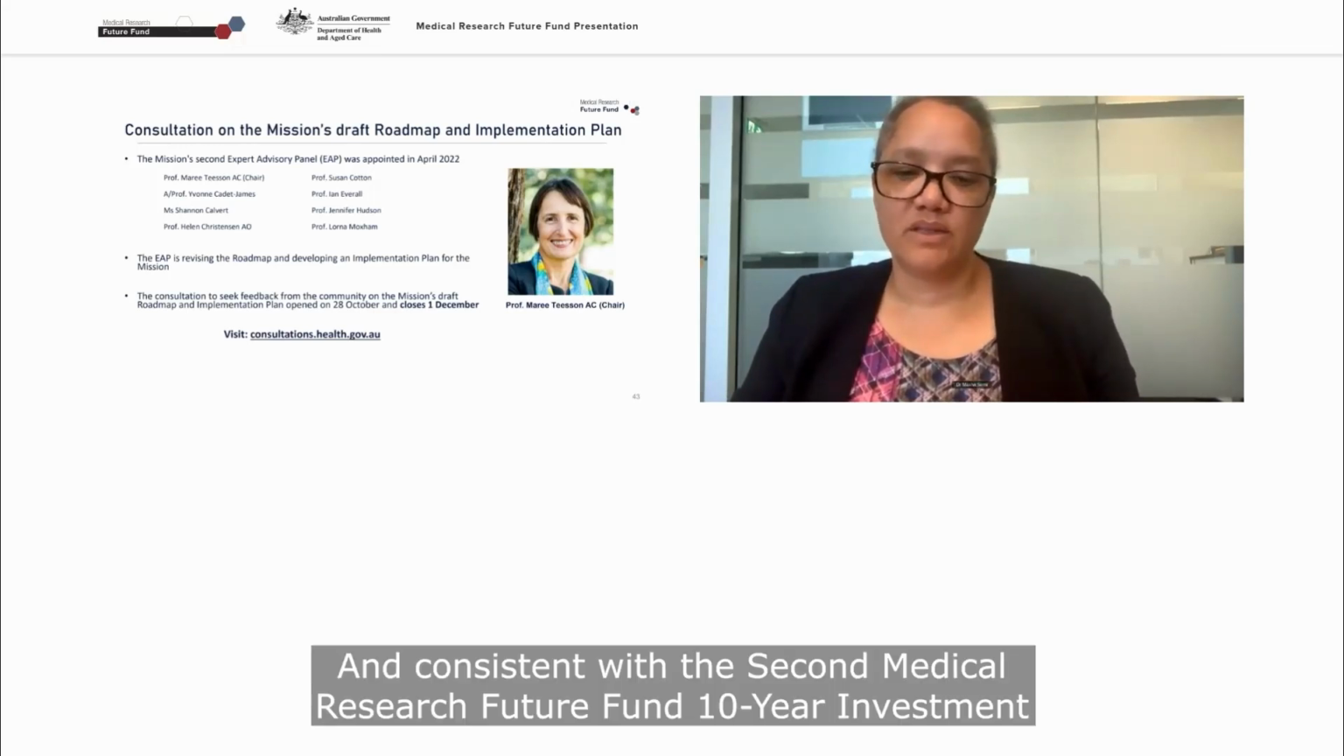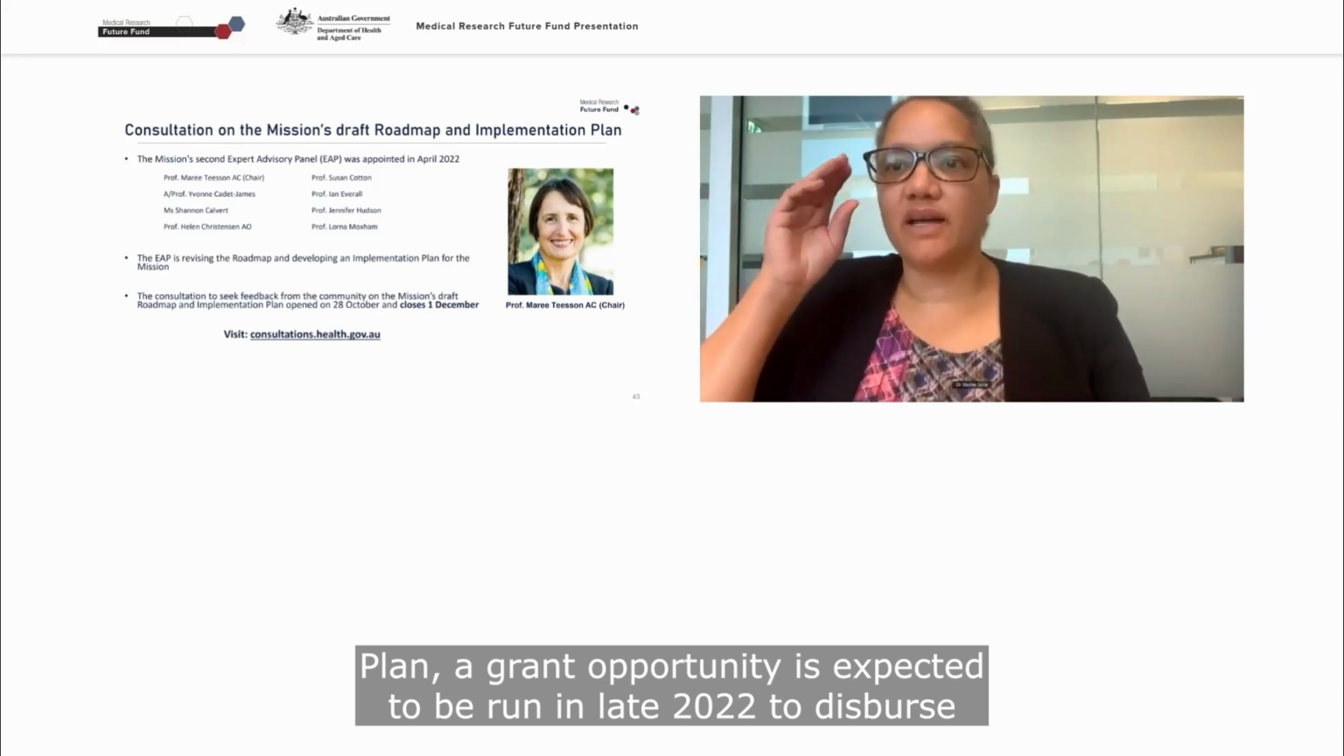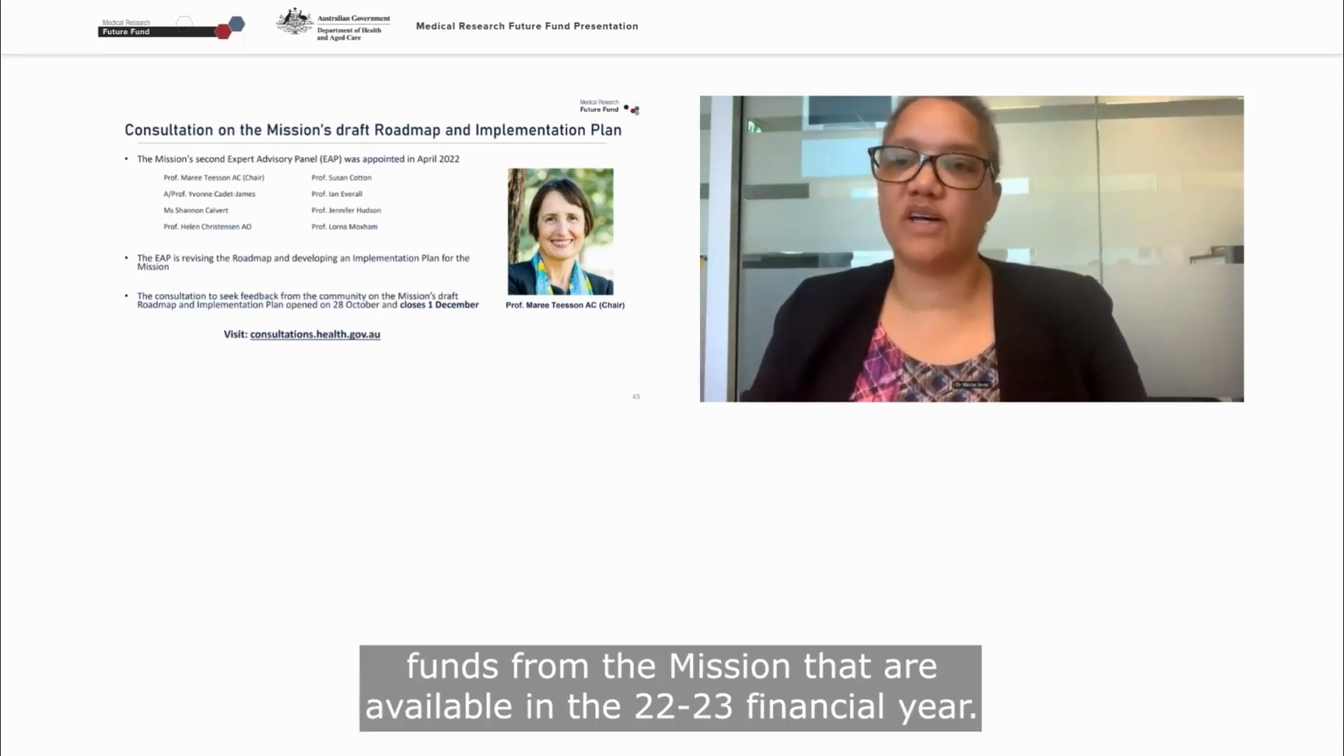And consistent with the second Medical Research Future Fund 10-year investment plan, a grant opportunity is expected to be run in late 2022 to disperse funds from the mission that are available in the 22-23 financial year.